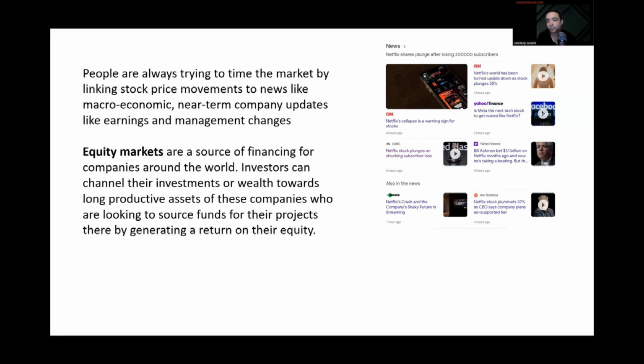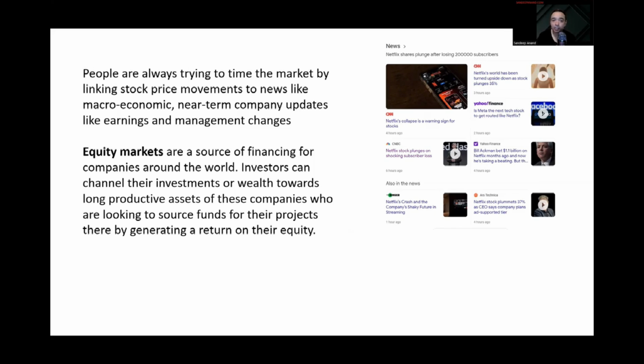Now this is on Facebook. Is Meta the next tech stock to get routed like Netflix? Even Facebook went through that phase. Bill Ackman bet $1.1 billion in Netflix months ago, and now he's taking a beating, and he ended up selling it also. Netflix stock plummets 37% as CEO says company plans an ad-supported model, which is good, in fact. Whatever the reason, this is just Netflix. You can search any news that comes out on earnings. This is the typical exhibition.